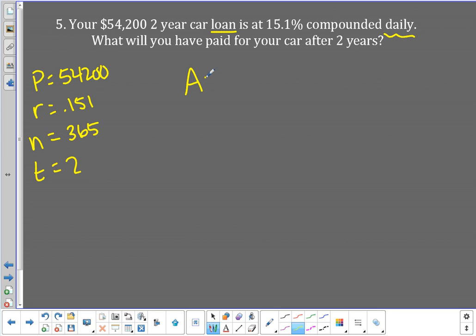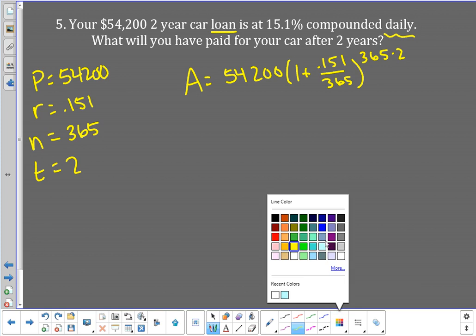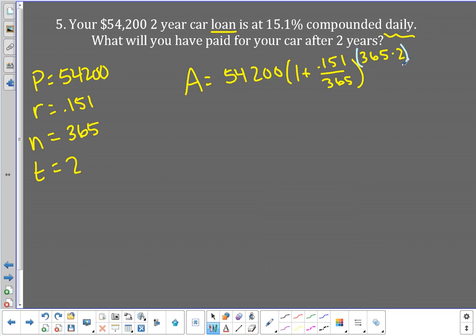So here's our equation. $54,200, 1 plus 0.151 divided by 365. And then in the power, 365 multiplied by 2. Do that first. Figure out that power, 365 times 2, because you can do that separately from all the rest of this garbage in here. 54,200, 1 plus 0.151 over 365.